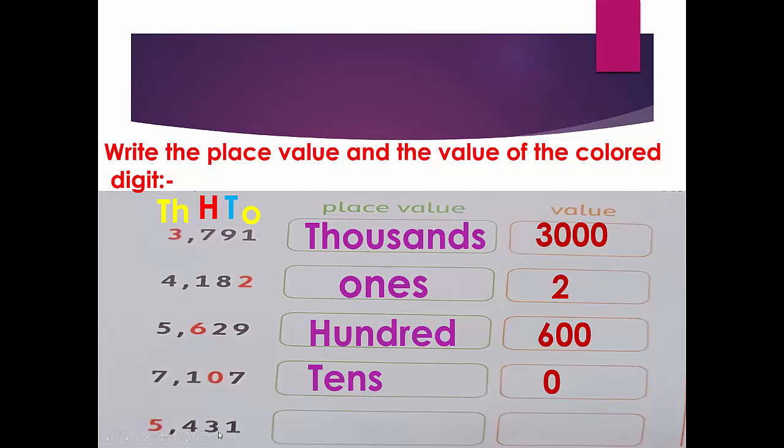5,431. I ask you, what is the place of number 5? Ones, tens, hundreds, thousands. Okay, my students, very good. Now, what is the value? I will put the number as it is. And thousand gives me 3 zeros. So the value of number 5 is 5,000.